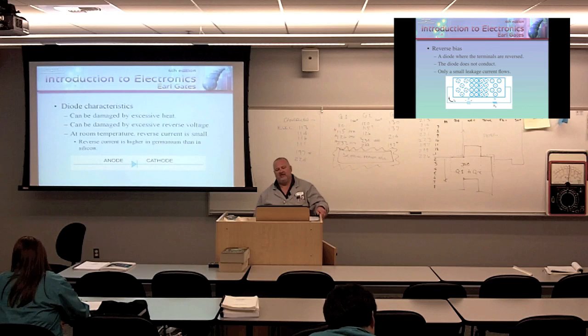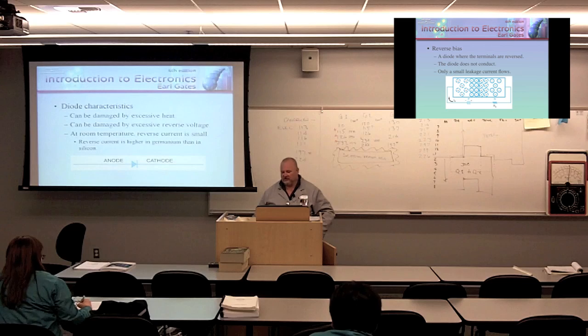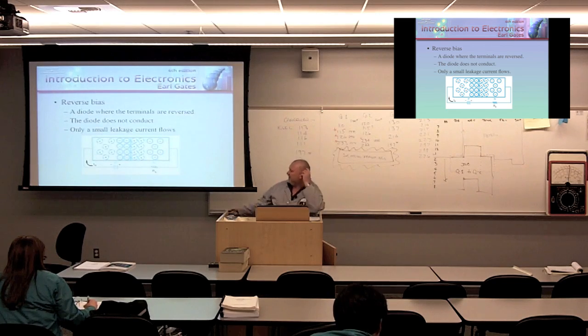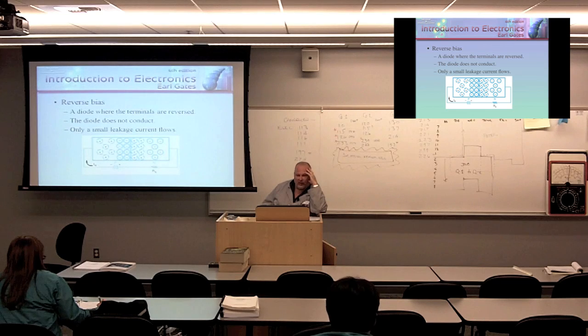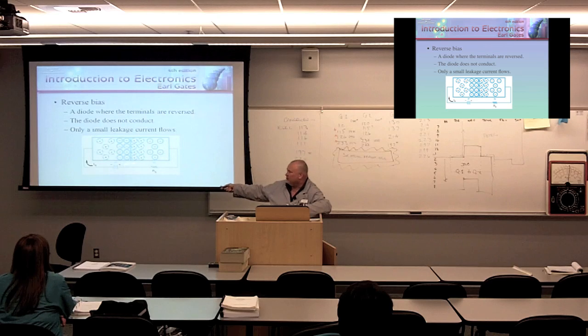Diode characteristics: they can be damaged by excessive heat. They can be damaged by excessive reverse voltage. Let me go back a slide real quick and talk about that reverse voltage. Let's say that this is a little power supply. It goes 0 to 12 volts. At 0 volts, obviously I have just the standard barrier voltage to overcome. As soon as I reverse bias it, this depletion region is going to get bigger, bigger, bigger. I jack it all the way up to 12 volts, no problem.